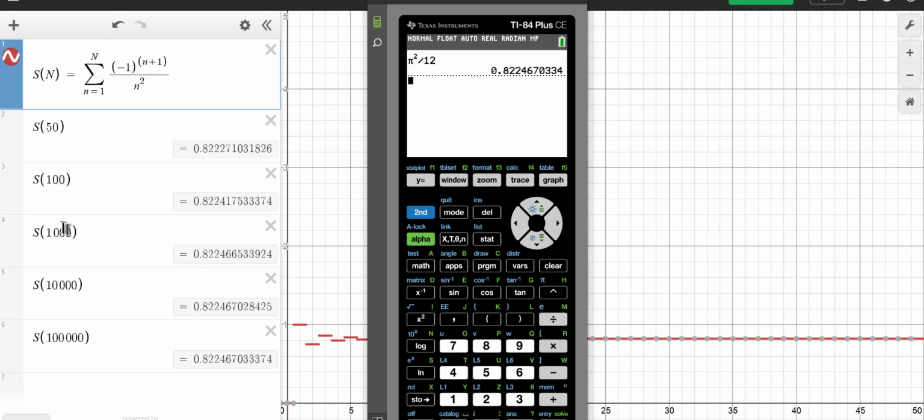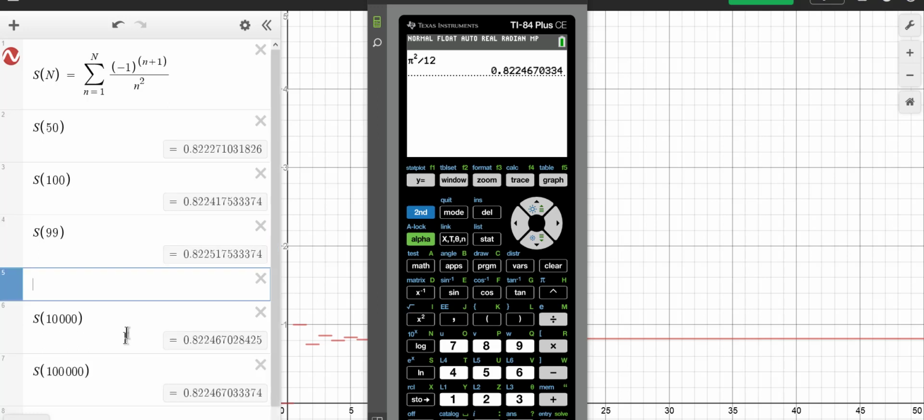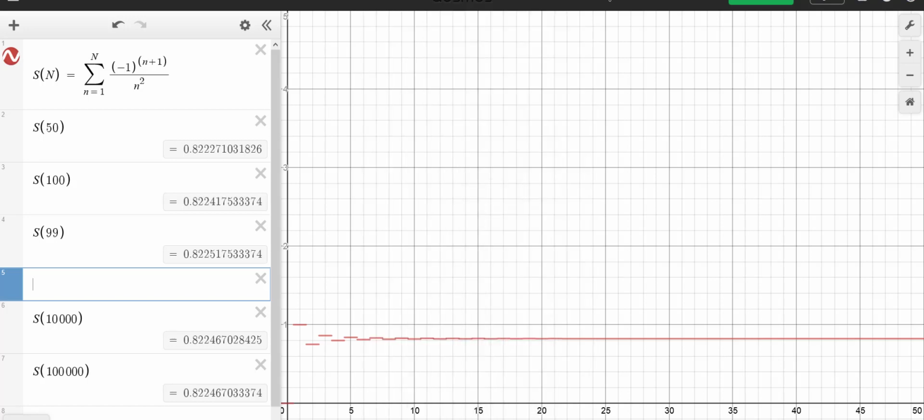I don't know on Desmos if I can put in 99. I guess I can put in different things right there. Notice the partial sum S of 99 does not have the same accuracy that this does. So 100 would be the first term that has an accuracy of 10 to the negative 4 decimal places. I hope that helps you make sense of this.